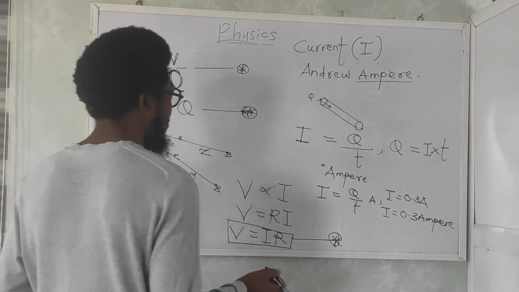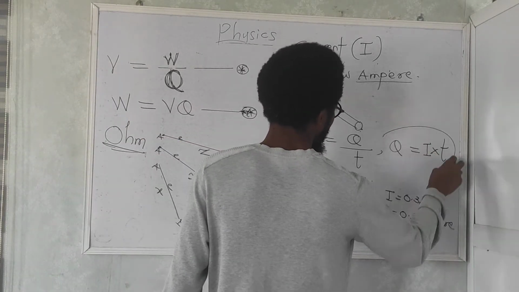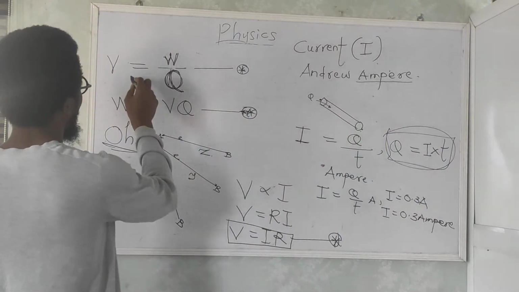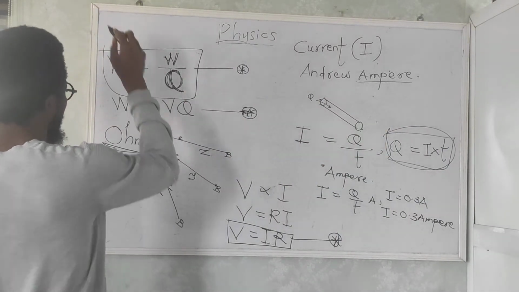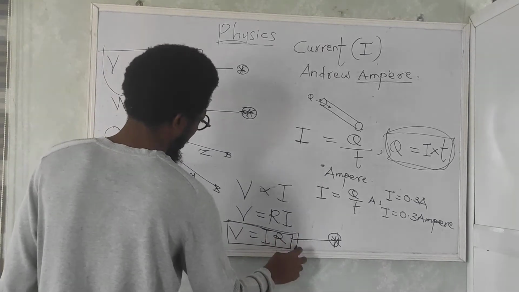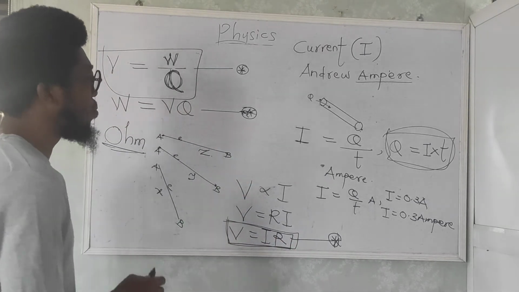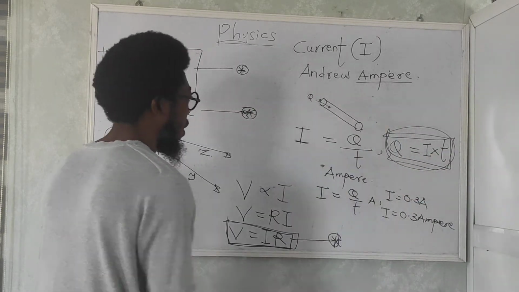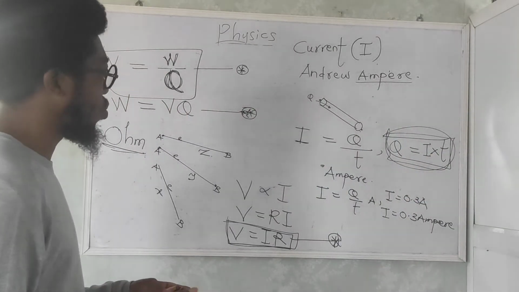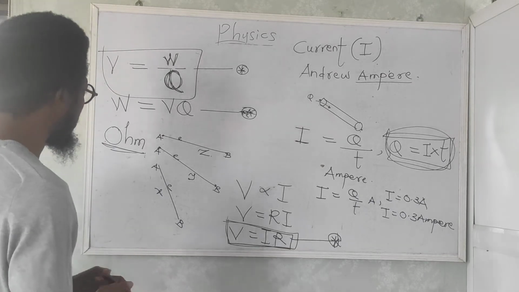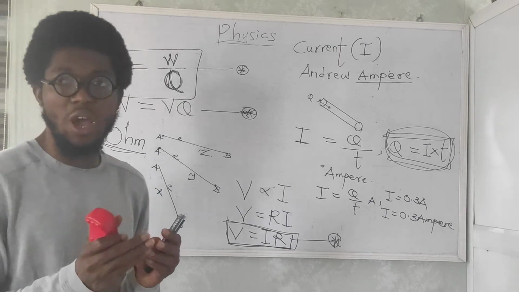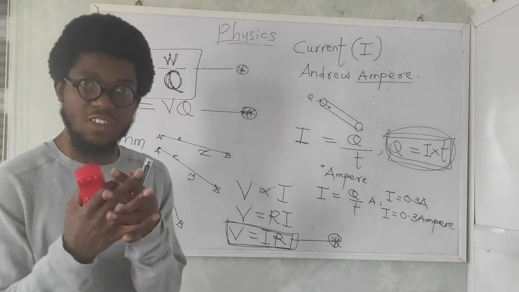So by paying careful attention, you have been able to derive 3 equations. One equation from the definition of voltage, the other equation from George Simon Ohm, called Ohm's law, and the third one from the definition of current: that current equals the quantity of charge that is passing through a conductor in a unit time. Let us try to look at how we can harmonize these 3 equations.